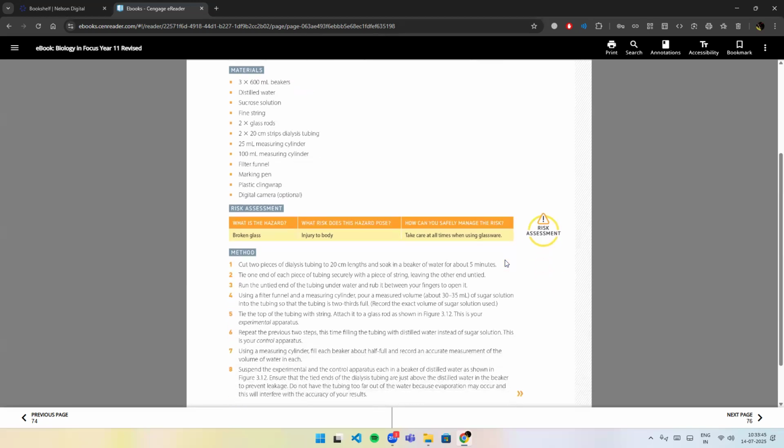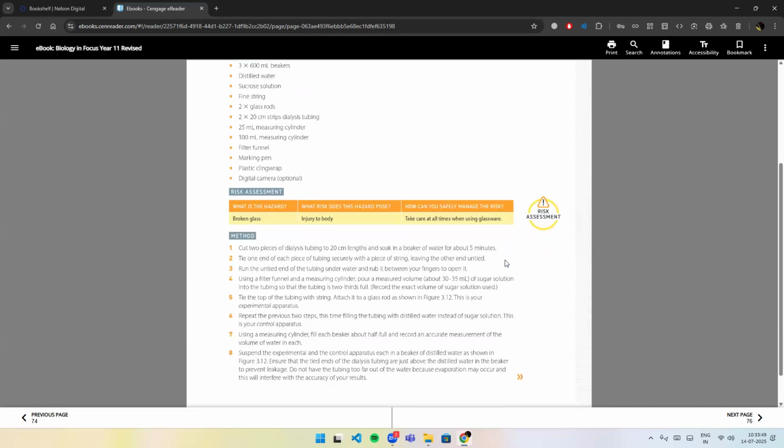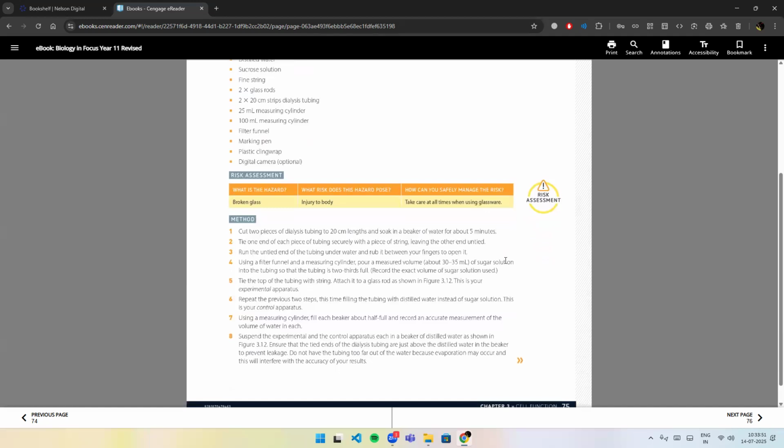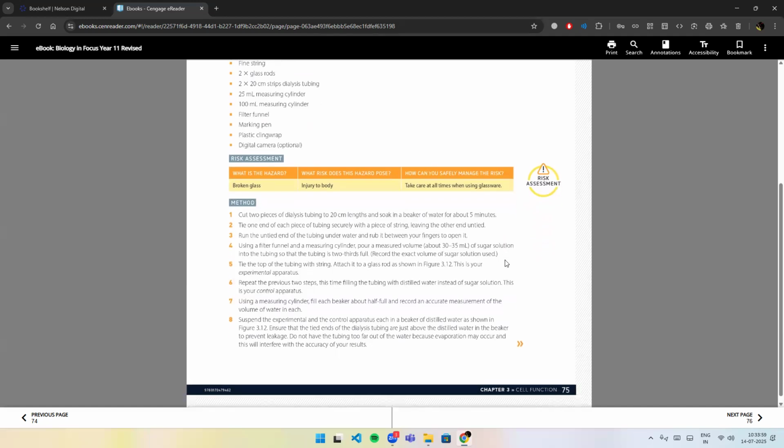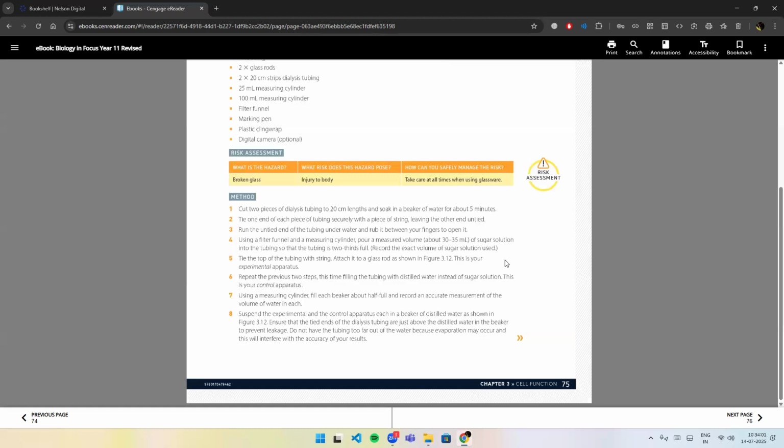Materials: 3 x 600 ml beakers, distilled water, sucrose solution, fine string, 2 glass rods, 2 x 20 centimeter strips of dialysis tubing, 25 ml measuring cylinder, 100 ml measuring cylinder, filter funnel, marking pen, plastic cling wrap, digital camera (optional). Risk assessment: broken glass, injury to body. Take care at all times when using glassware.